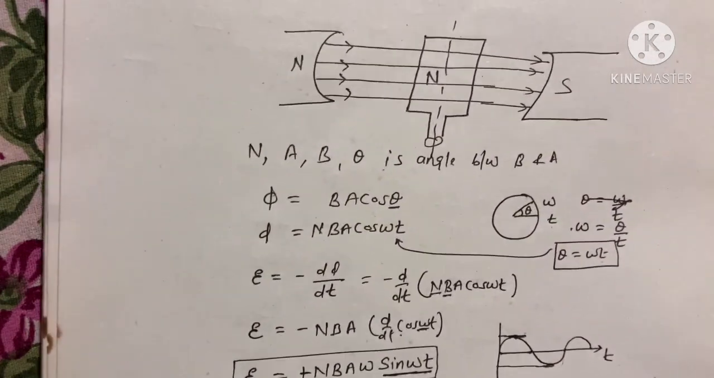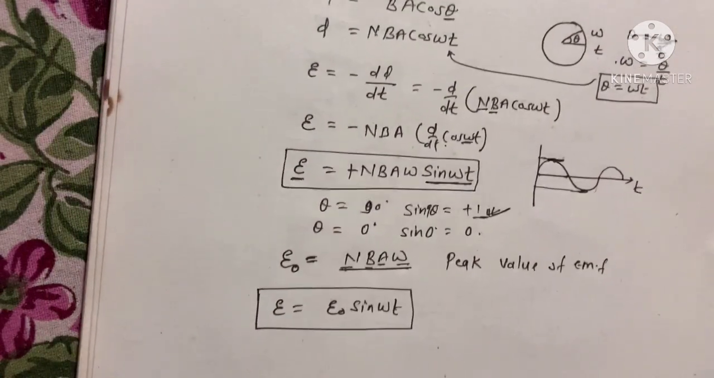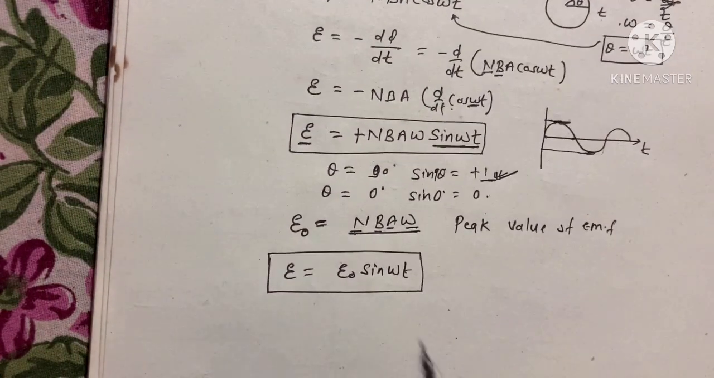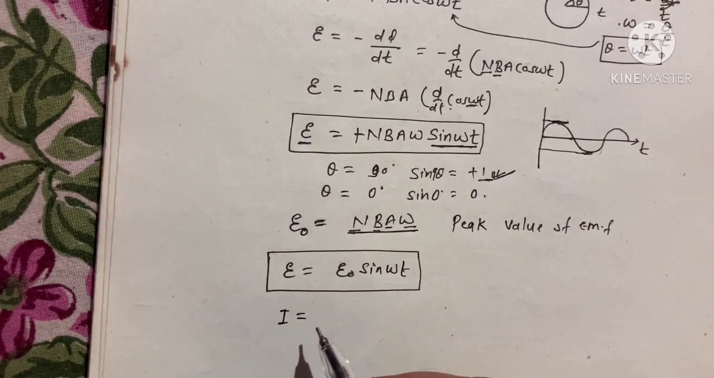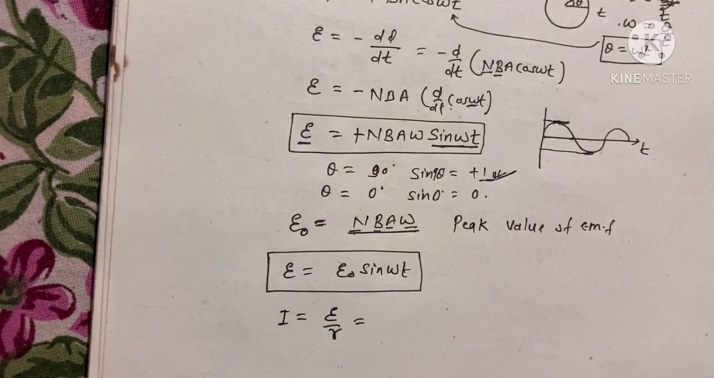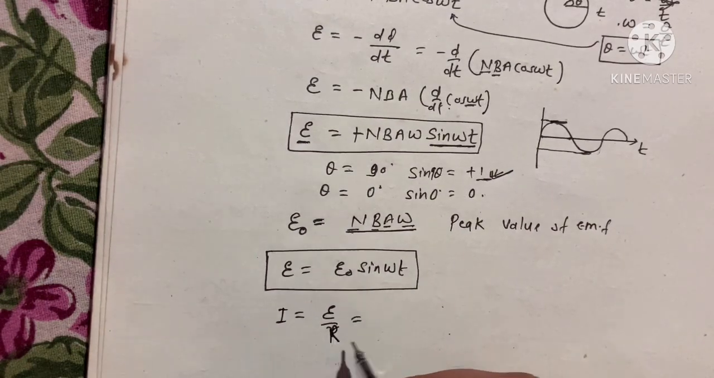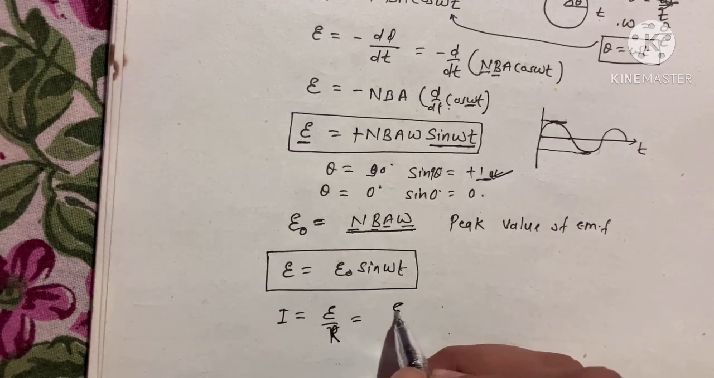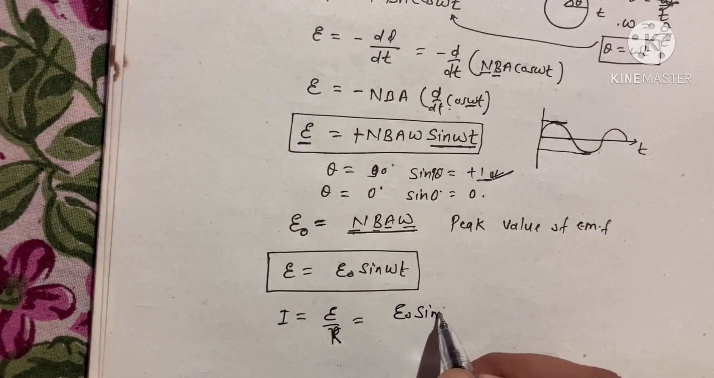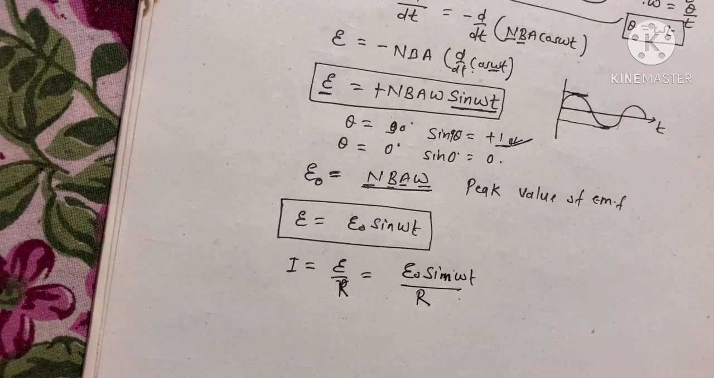Obviously in this coil, suppose the EMF induced is E is equal to E0 sine omega t. So how much is the current? We know that I is equal to E by R. Now here we are dealing with AC, so instead of V, which we use in DC, we write E, that is EMF, electromotive force. Suppose capital R is the resistance, so I can write E0 sine omega t divided by R.